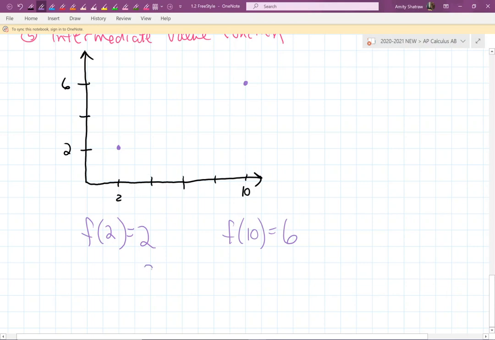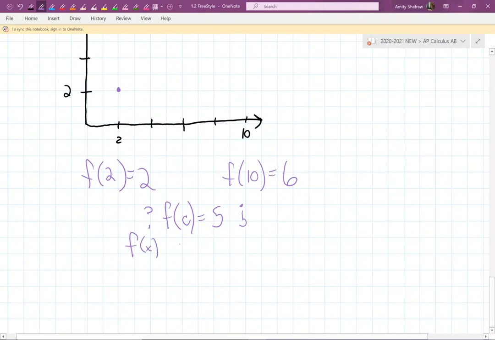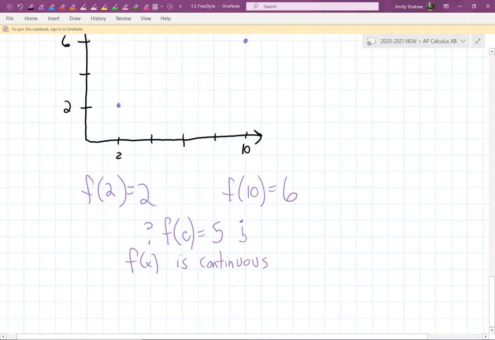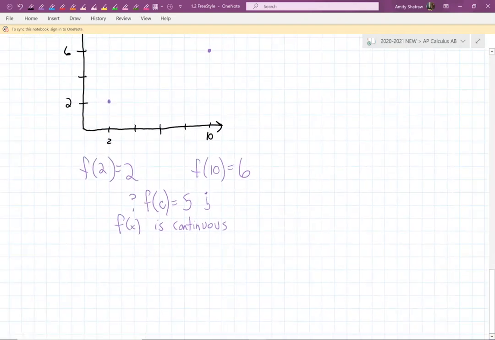And I'm going to ask you a question. Can I find somewhere that the height is 5, if I tell you that this function is continuous? So that's my question. Is there a height somewhere where, by the way, this number that I need to find, I'm going to call it C because that's the notation we use in the Intermediate Value Theorem, where C is definitely between 2 and 6. It's definitely in there somewhere.